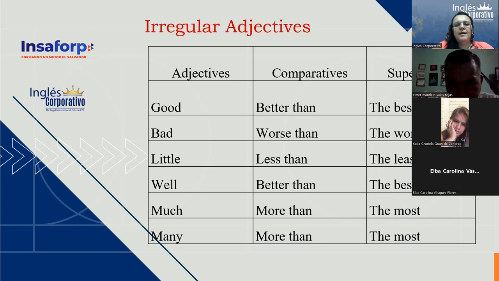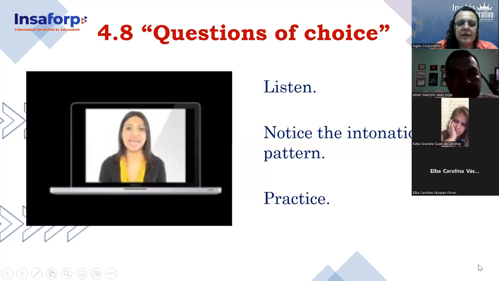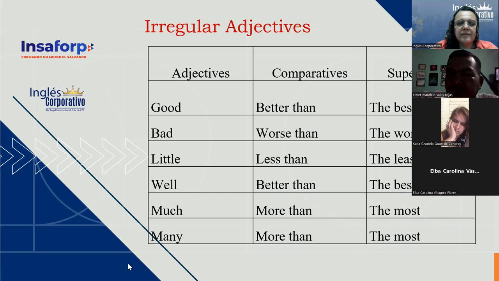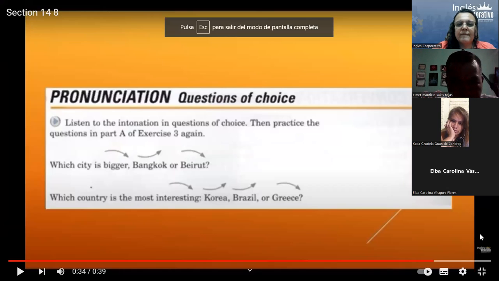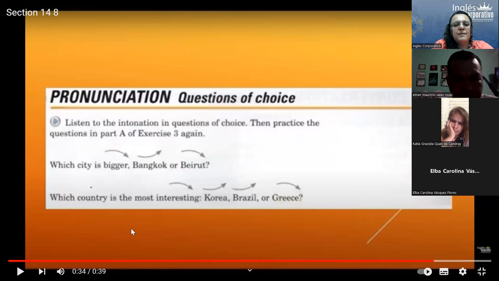Now, please make questions using comparatives and superlatives, just like here in the video. Okay? Do you want to see it bigger? Okay. Which city is bigger, Bangkok or Beirut? That is comparative. And the other one is using superlative. Okay?